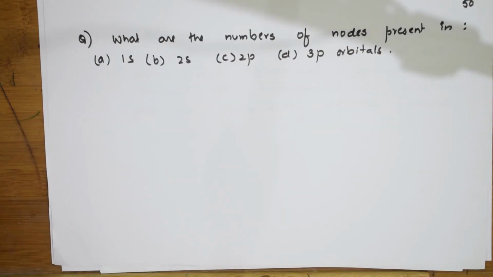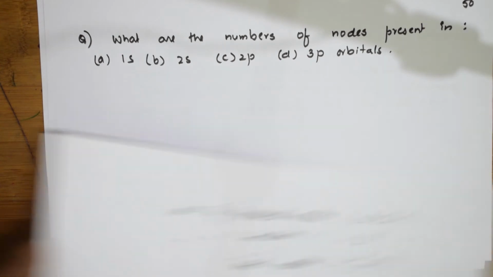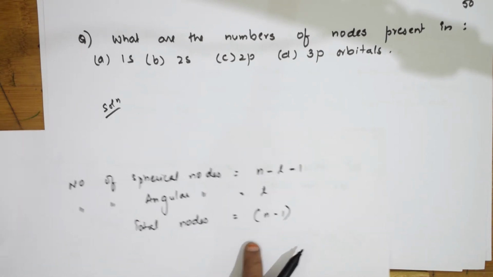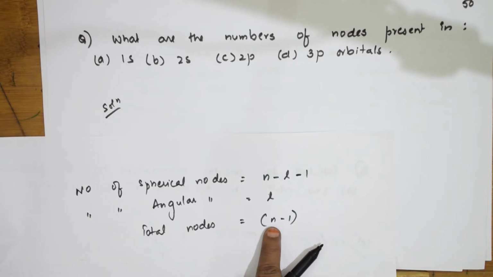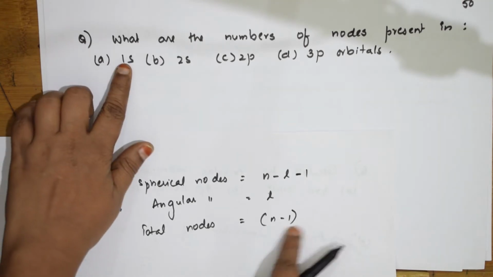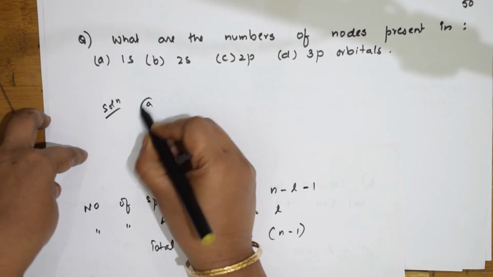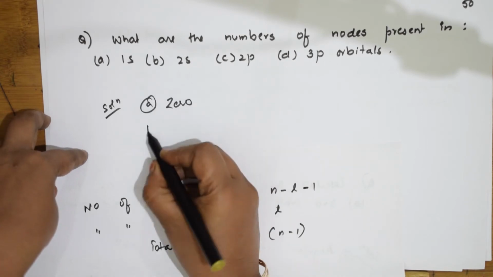According to this formula, if I have to use number of nodes, let us keep this formula here. In the first case, if I have to know the total number of nodes, it is n minus 1. So n is 1, minus 1, so it is 0. First one is 0 nodes.